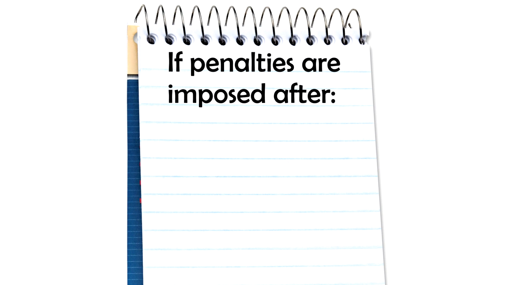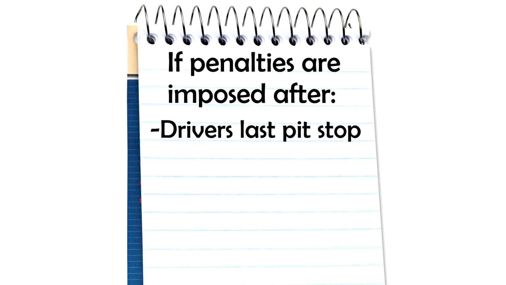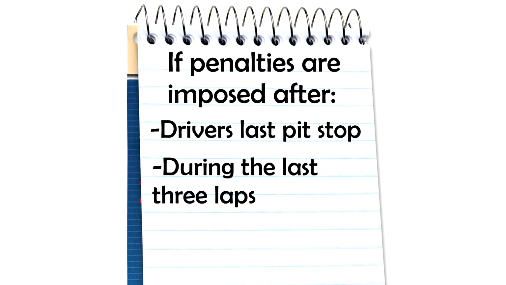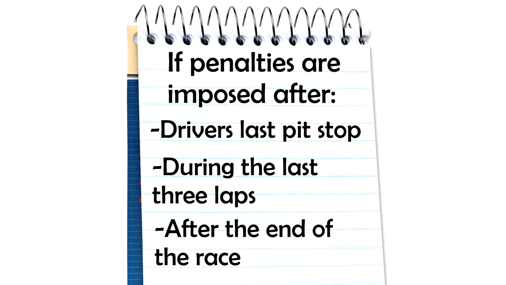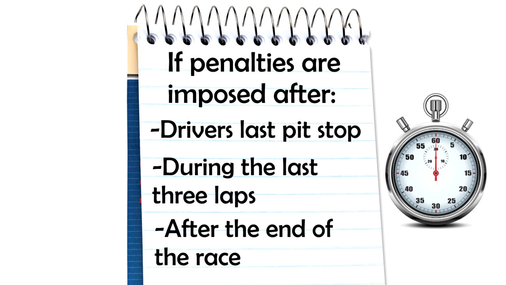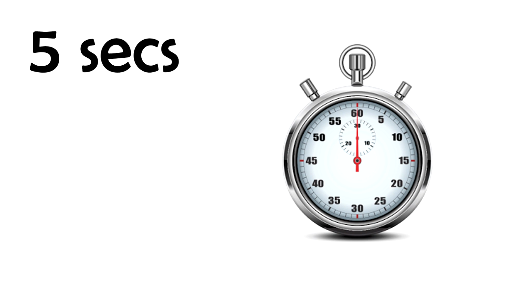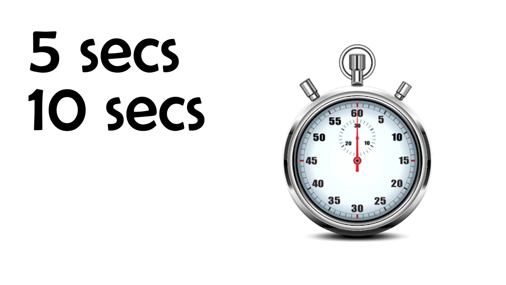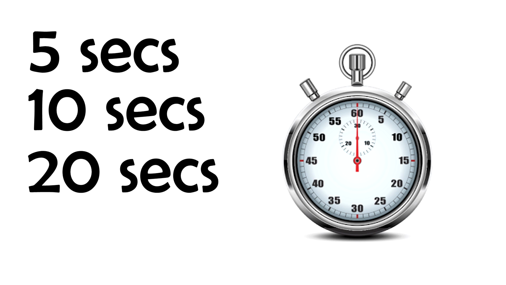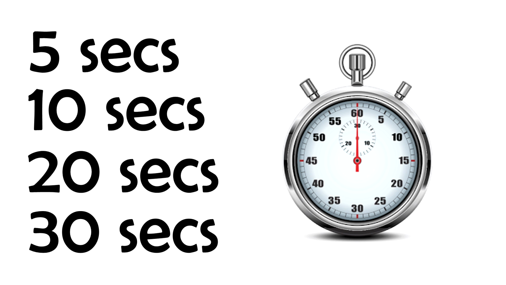It is also important to note that if any of the 4 penalties are imposed after the driver's last pit stop, during the last 3 laps of the race, or after the end of the race, then time will be added to the driver's final race time. 5 seconds for the 5-second time penalty, 10 seconds for the 10-second time penalty, 20 seconds for the drive-through penalty, and 30 seconds for the 10-second stop-and-go penalty.